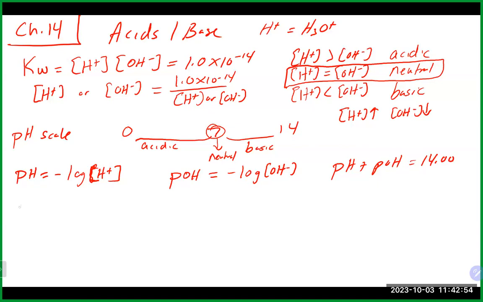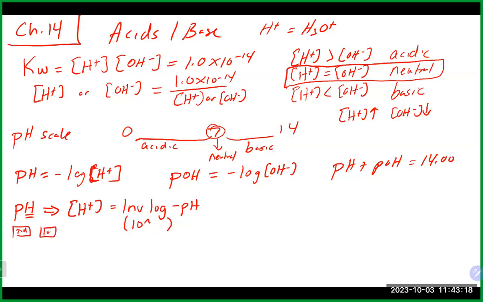We also saw that if you have the pH given to you, from that directly you can calculate the H plus concentration, which is equal to the inverse log of the negative pH. On your calculator, that usually will pop up a 10 and a caret, usually with the shift or second button and your log button. Same thing with the pOH: if you have the pOH, you can get the OH minus concentration from it, which is the inverse log of the minus pOH.